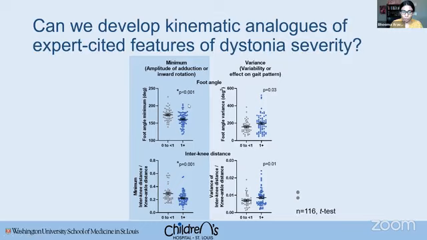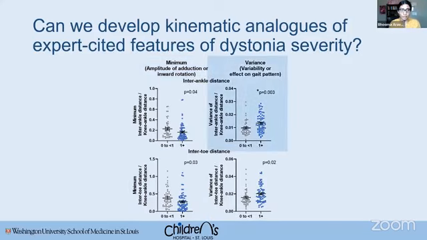So this blue group is people with dystonia, the gray group is people without. And you see that the maximum amplitude of adduction of the foot turning in or of the knees coming together yielded significant separation between these groups. We saw the same thing here with inter-ankle distance variability. So how variable was it that the ankles came together during gait?